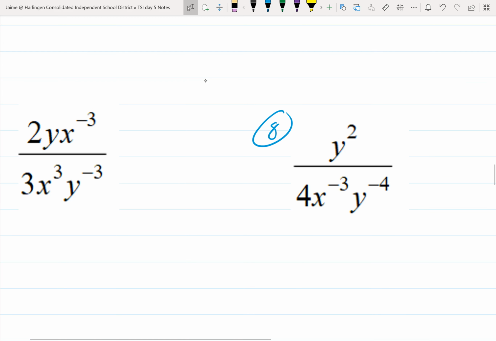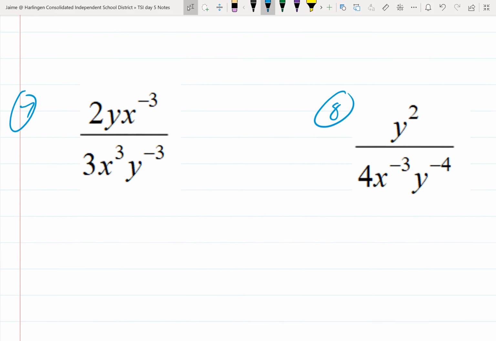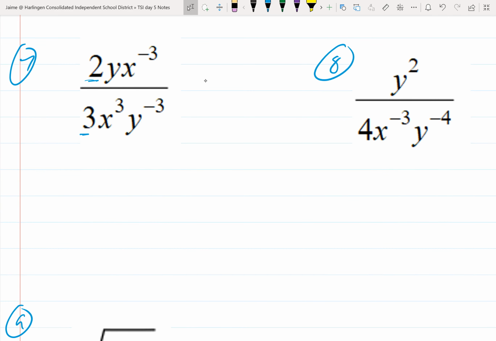Hey, look. Division questions. We just did one. Number 7. When you divide the big numbers, or the bases, 2 and 3, can you divide 2 and 3? No, they already reduced, so leave them alone. Nothing else you can do.